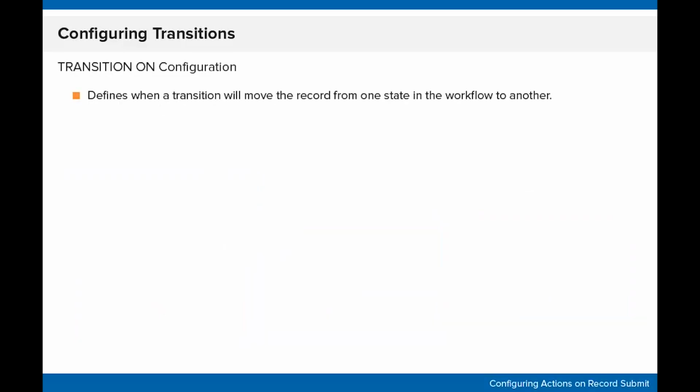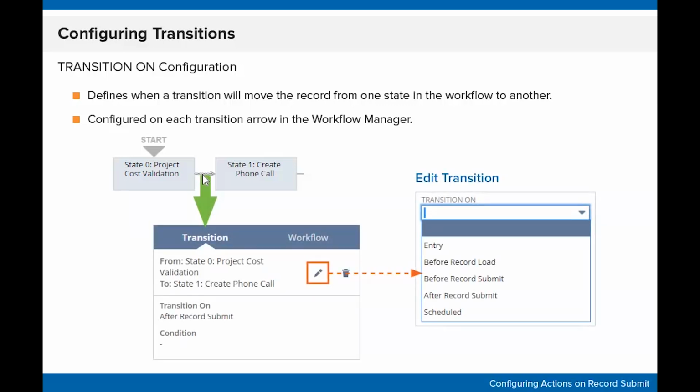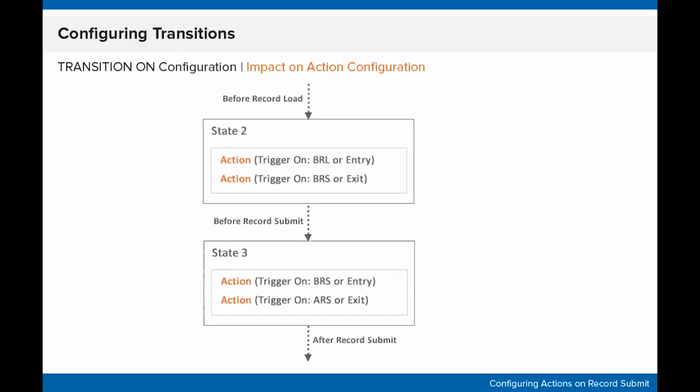Transition on defines when a transition will execute and move the record from one state in the workflow to another. You configure transition on for individual transitions by selecting the desired transition arrow in the Workflow Manager and editing the transition using the Transition tab as shown here. When creating multi-state workflows, it is important to understand the effect of transitions on configured actions. To better understand the relationship between transition on and the individual action triggers configured in each state, consider the following.